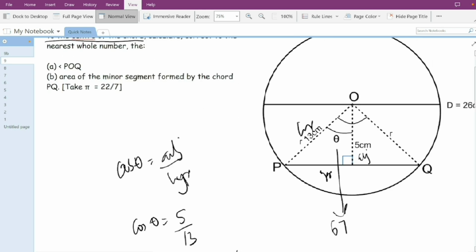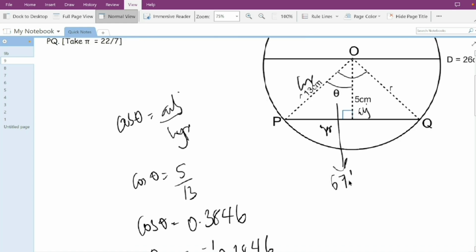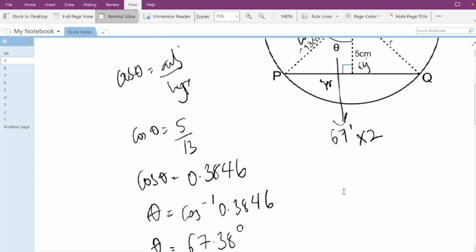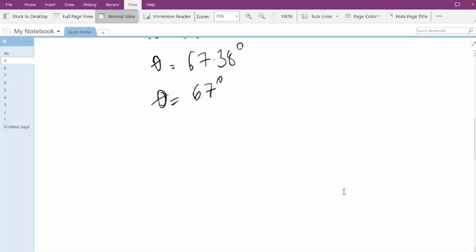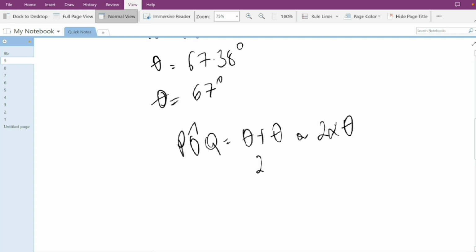We know theta is 67 degrees, and we've been asked to find this total angle, that's POQ. That's at O, we're asked to find this total angle, which is 67 times 2. We therefore know angle POQ is theta plus theta, or 2 times theta, or theta times 2, which is 2 times 67 degrees, which gives us 134 degrees. This is our final answer.